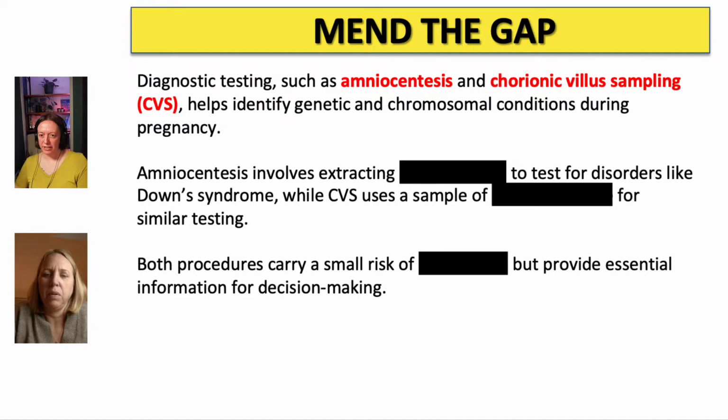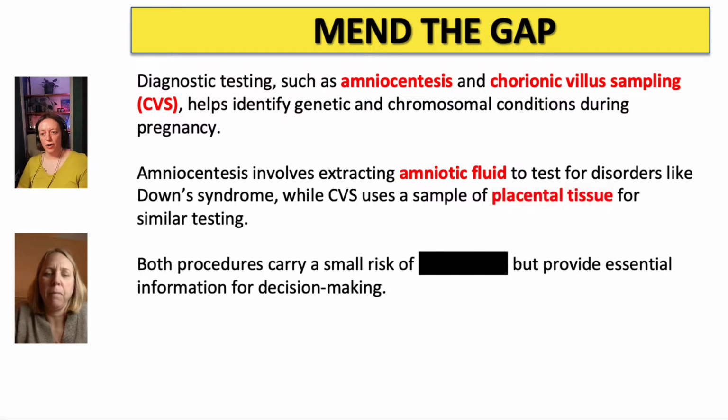Okay, let's have a look. So amniocentesis involves extracting amniotic fluid to test for disorders like Down syndrome, while CVS uses a sample of placental tissue. So they take a really small part of the placenta and test it. Well done, Alicia. Very clear there, saying amniotic fluid and cells from the placenta. Excellent. Both procedures carry a small risk of blank, but provide essential information for decision making.